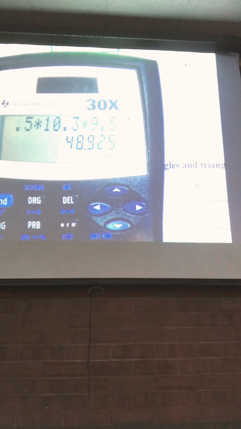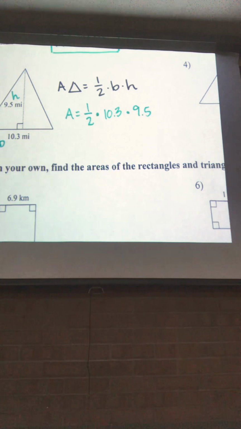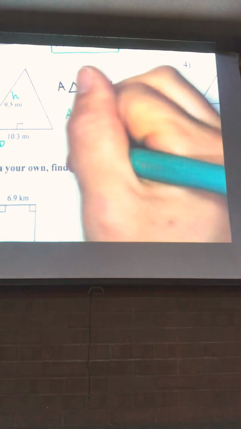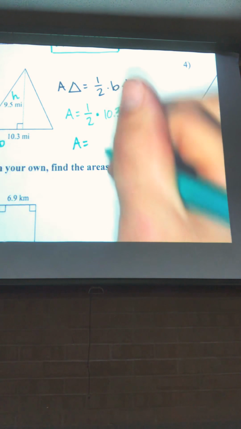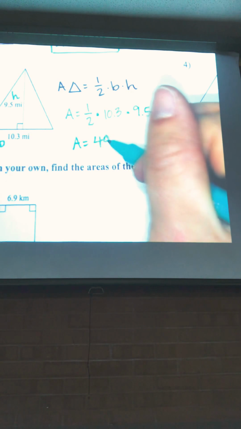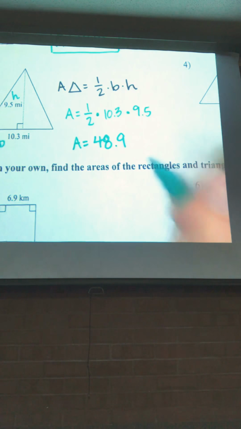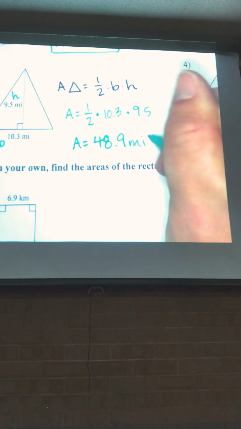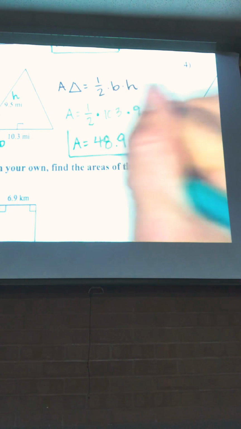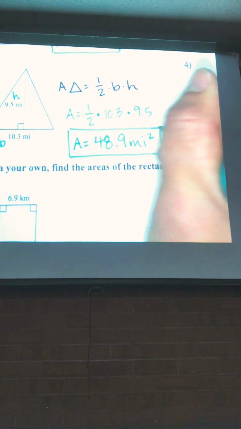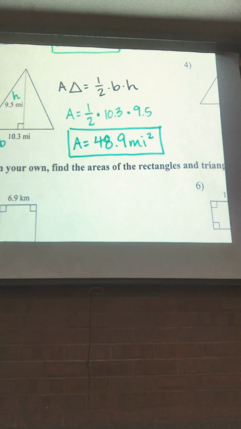So we can come back over here to my paper. And I will write that the area is 48.9. Again, this is area, so we need our miles squared answer. Awesome. Perfect. Okay, and our last example.